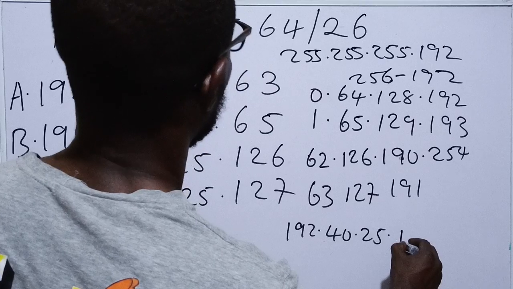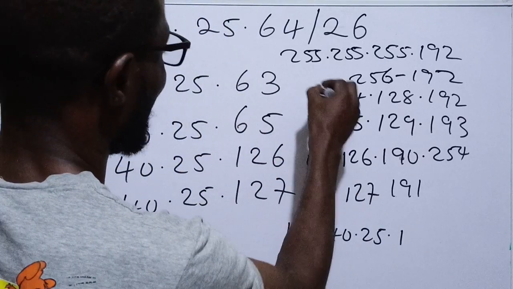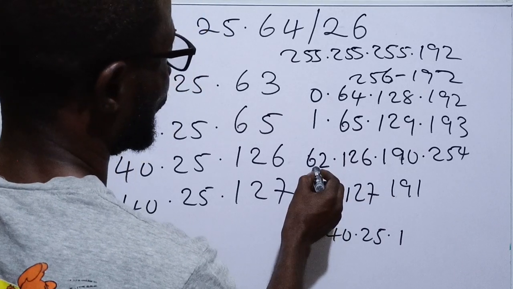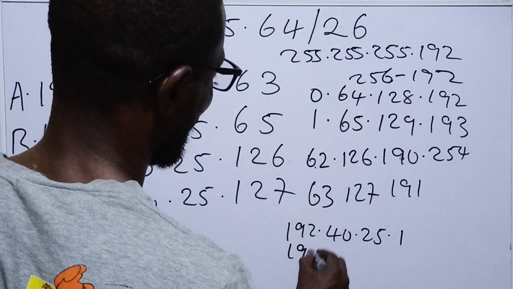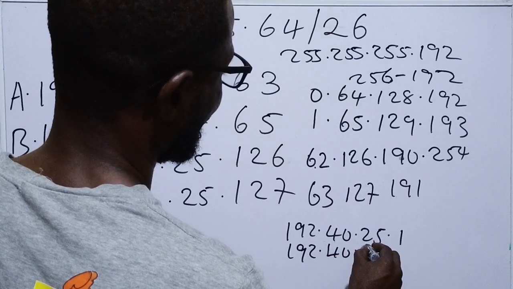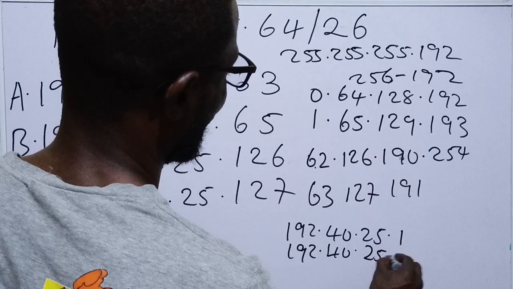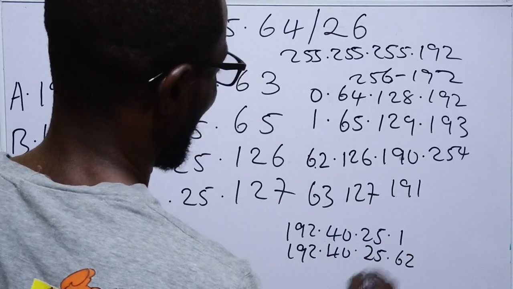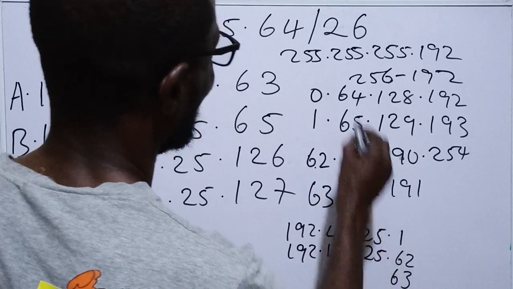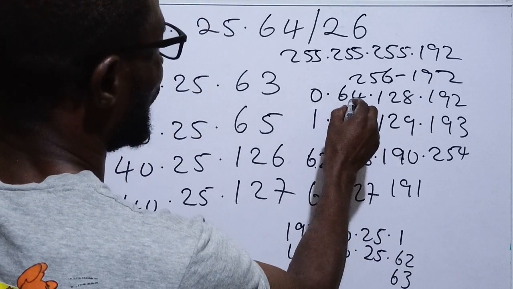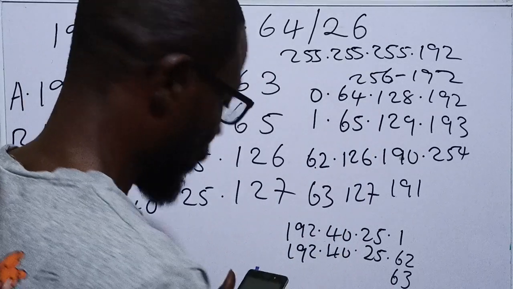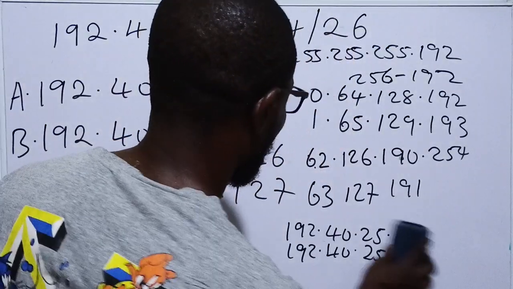On this subnet 0, this is the first IP address here, and the last one is 62. The last one is 192.40.25.62. And the next one, the broadcast address, is 63, which the next subnet is 64. So now you can see where we are looking.